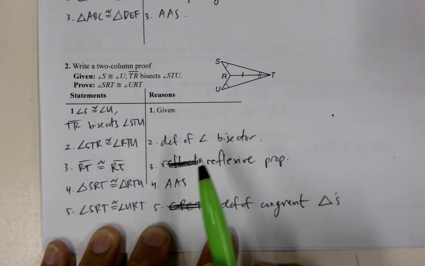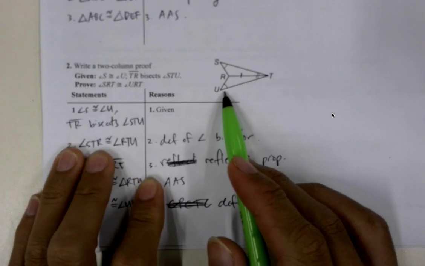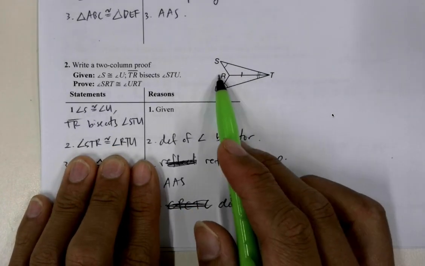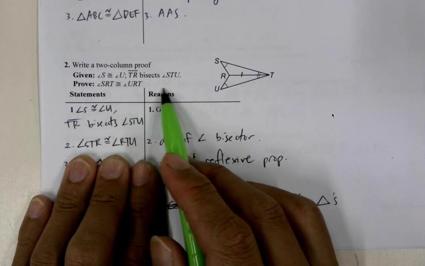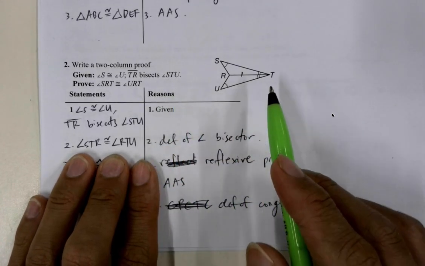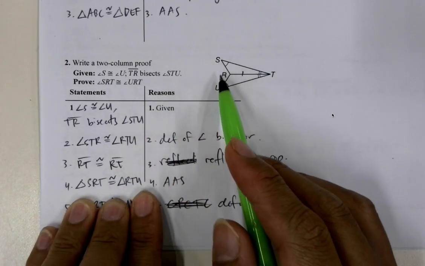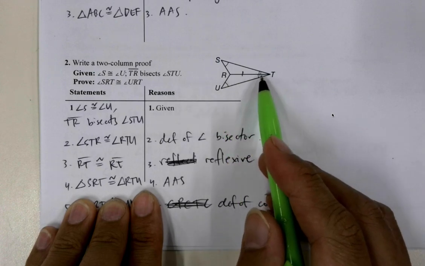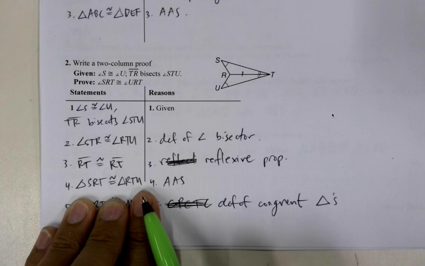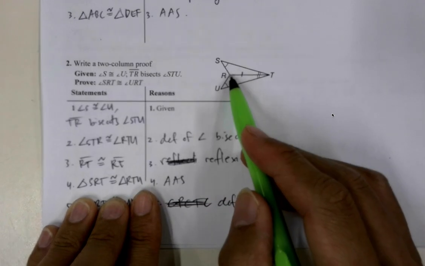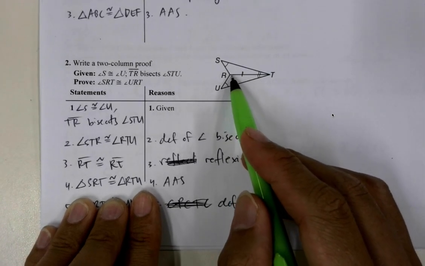This one here, we're given that the two angles S and U are congruent. We're given that STR is congruent with RTU because TR is the bisector of STU. And then we could say that RT is congruent to RT. And then from there, we can say that the two triangles are congruent via angle side. But we're not asked to prove that the triangles are congruent. We're asked to prove that angle SRT is congruent with angle URT. So these angles are congruent.